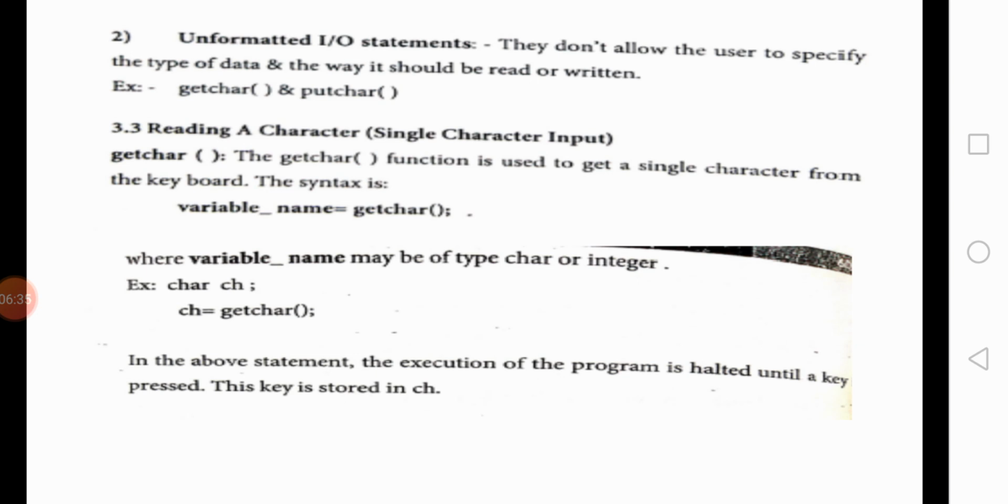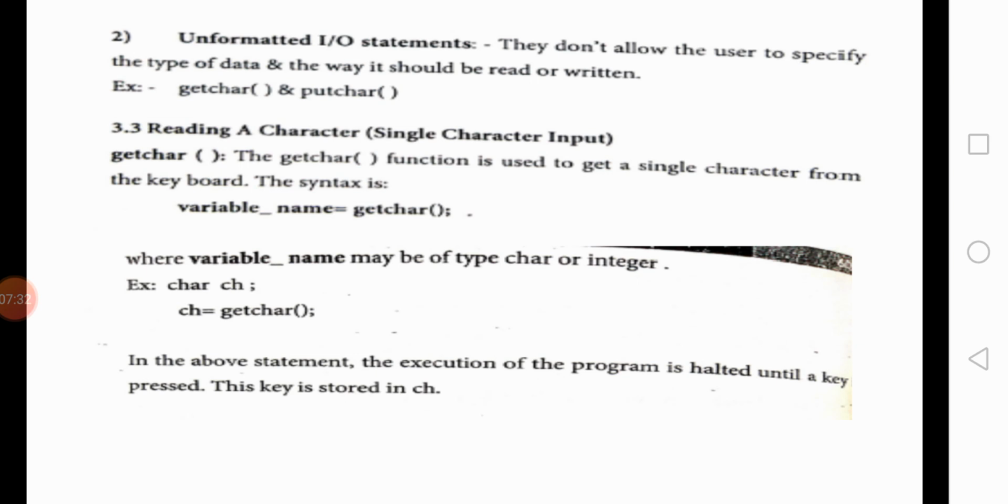The syntax is variable name equals getchar. The variable here may be integer, float, char, double, bool, and so on, where the variable name may be of type char or integer. For example, char ch equals getchar, which means we are getting a character. In the above statement, the execution of the program is halted until a key is pressed. This key is stored in ch. Whatever input you give will be stored under ch, and the type of ch is char.